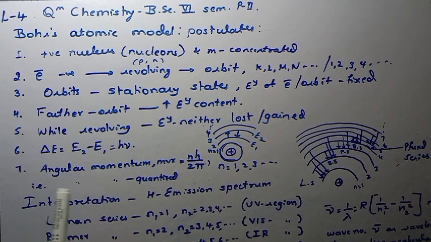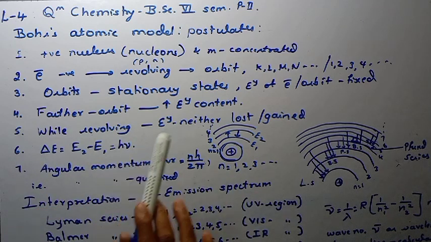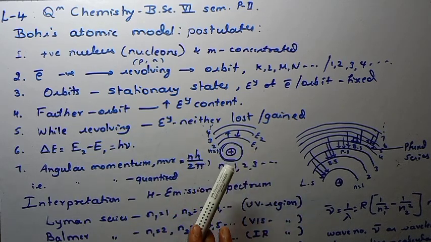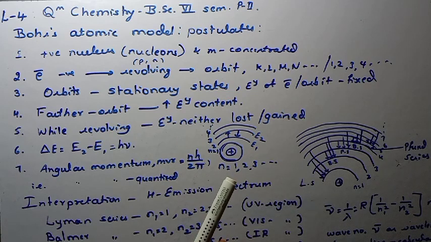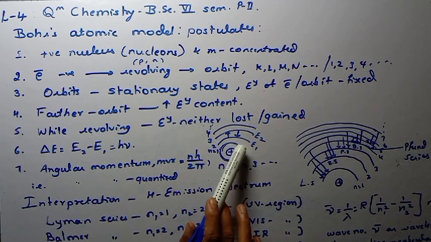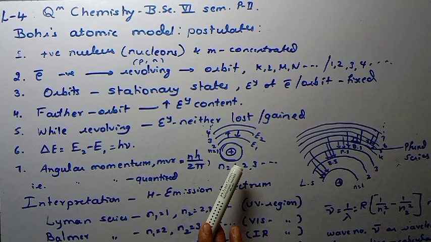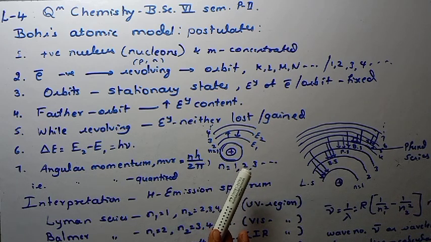The next point is that an electron, while revolving in a particular orbit, neither loses energy nor gains energy. The energy remains fixed as long as the electron is revolving in that orbit. The electrons revolve continuously in the orbit, and while moving they neither absorb nor lose energy. The energy remains the same.